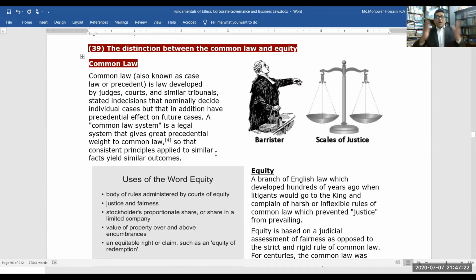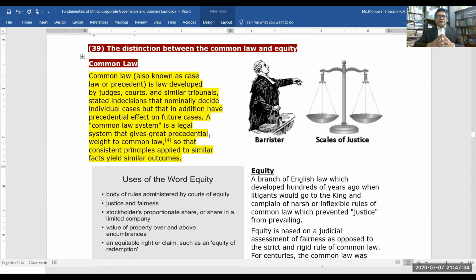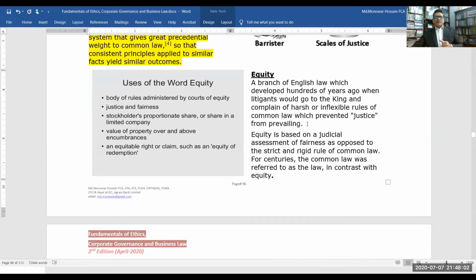whole. And equity. So common law is known as case law, developed with judges, courts, and similar tribunals. Look here, equity is the branch of English law which developed hundreds of years ago when litigants would go to the king to complain about the inflexible rules of common law, which prevented justice from prevailing.